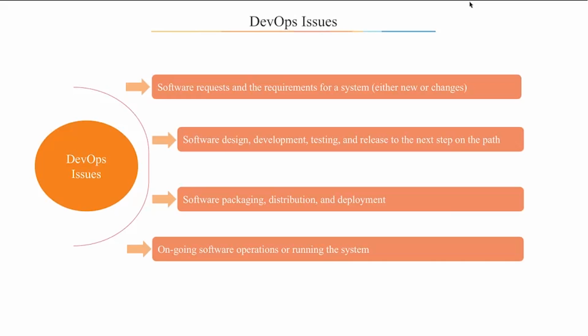Now, on ongoing software operations or running the system, right? This notion of being able to simply operate it and monitor it. How are you going to monitor your system to include the hardware, the application, and anything else you have running on your machine in identifying problems?